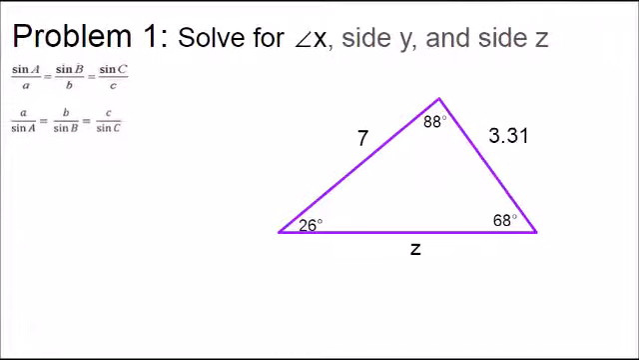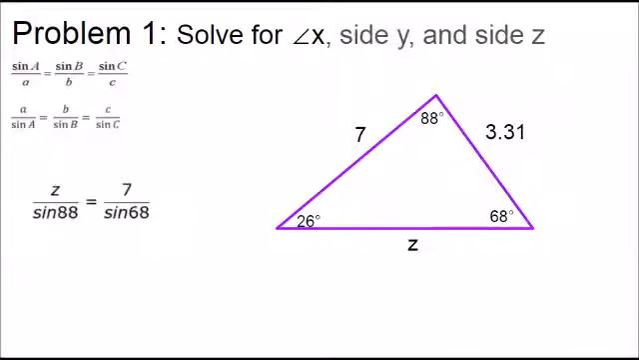So now the only variable we have left to solve for is side z. And we already have the angle measure and we're solving for another side, so we are going to use the same formula. So when you set up your proportion, it'll be z over sine 88 equals 7 over sine 68. And it's better to use information already given to you in case you rounded with the other side, unless you want to use all of the decimals that were given to you. This way your answer will be more accurate.